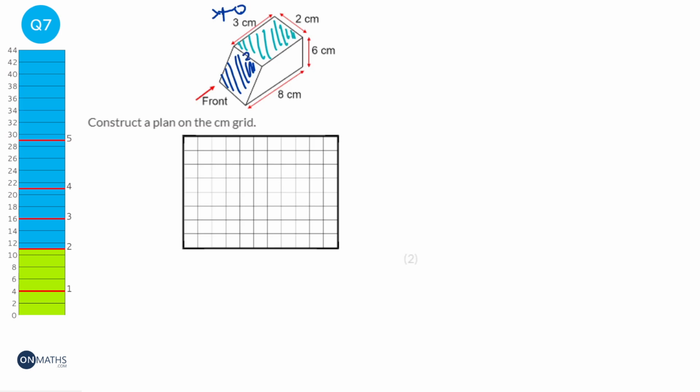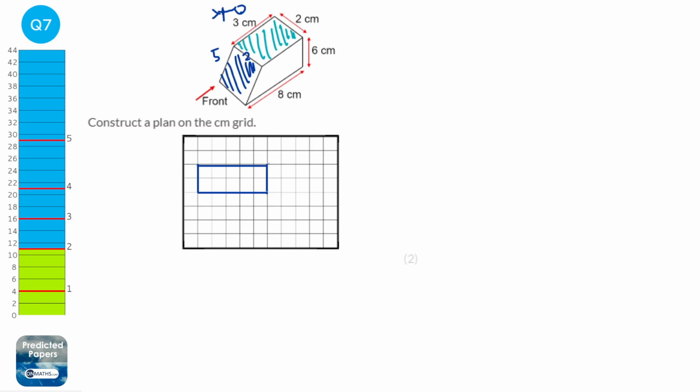Well, this would be 2 centimeters across, and the whole thing is 8 centimeters. The bit we don't want is 3 centimeters, so this part here will be 5. It would look like it was 5 wide. So let's draw that on, and so we've got 2 centimeters down, and we've got 5 across. 1, 2, 3, 4, 5. And this is what it would look like from above.